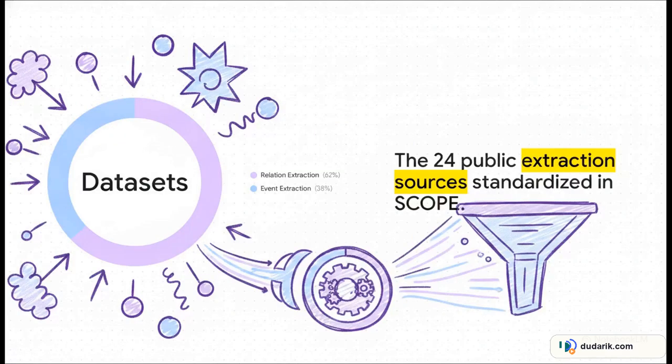Now, what's really interesting about this breakdown is that out of those 24 sources, we have 15 relation extraction datasets and 9 event extraction datasets. Scope standardizes all of these wildly diverse sources into a unified typed schema edge representation. It converts them into evaluation-only gold schema graphs. And by doing this, Scope completely removes that cross-dataset variability that usually makes comparing schema induction models so incredibly unreliable.